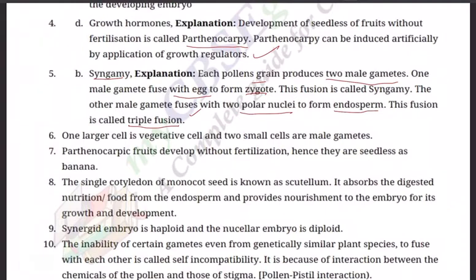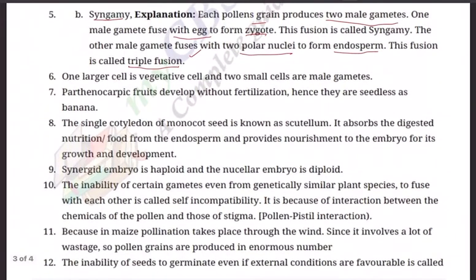Parthenocarpic fruits develop without fertilization. Formation of fruit without fertilization. Hence they are seedless as banana. That's why banana is called pseudo fruit, false fruit. Question number 8. The single cotyledon of monocot seed is known as scutellum, single cotyledon. It absorbs the digested nutrition from the endosperm and provides nourishment to the embryo for its growth and development. Question number 9. Synergid embryo is haploid, means N number, and nucellular embryo is diploid.